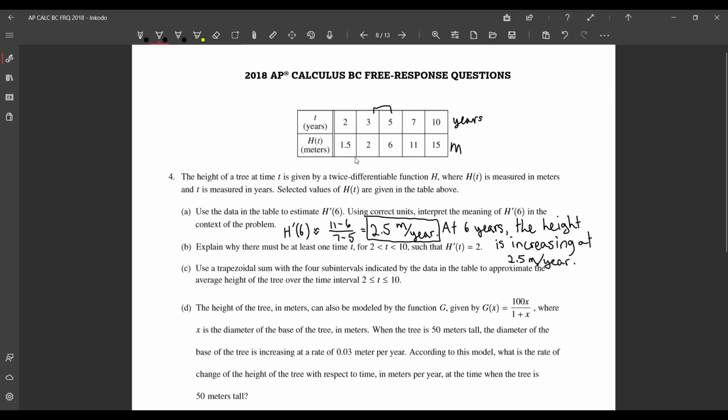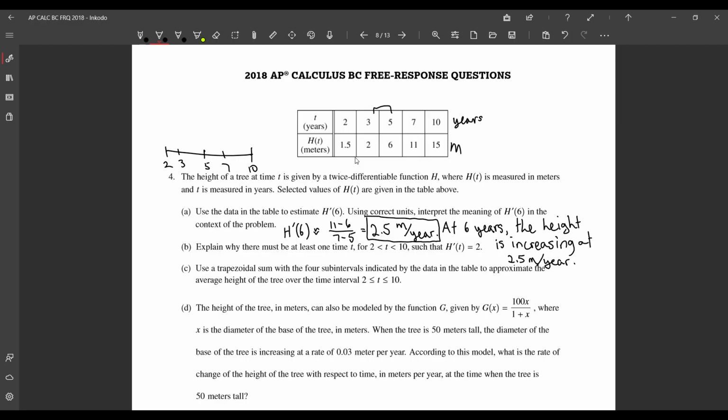So the trapezoidal sum is where we essentially, let's graph this. So at t equals 2, let's call this 2 and let's call this 10. We have 3. What's in the middle here? 6, which isn't an endpoint, so let's call this like 5 and 7.